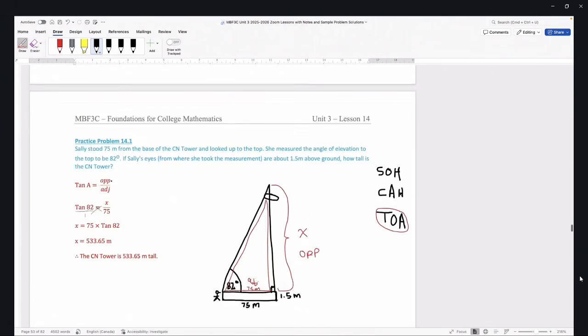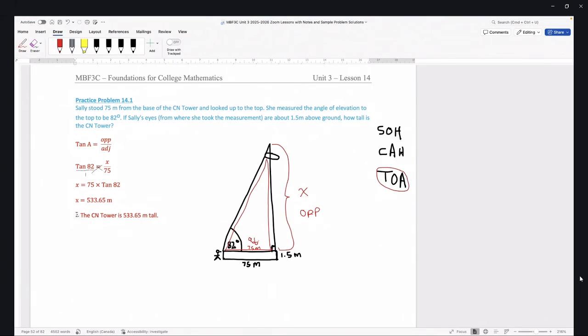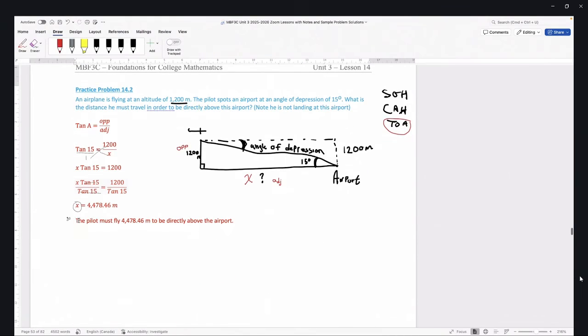Now I'm going to come back up here, and from now on you're going to see me use this symbol right here, therefore, in my statements. Whenever I state an answer, I'm going to put that therefore symbol there. That's just something that I was taught when I was in high school and university, and I'm going to continue. So therefore, the pilot must fly 4,478.46 meters to be directly above the airport.